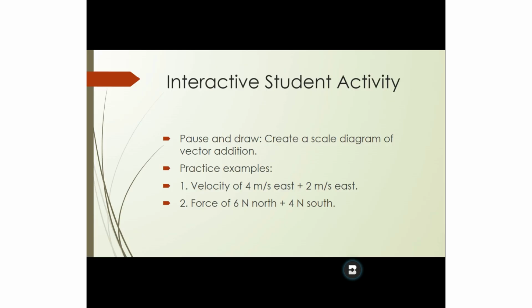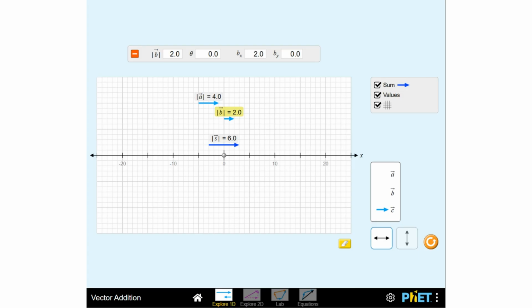Let's pause and do an interactive, quick activity looking at vectors that are parallel going in the same direction or parallel going in opposite directions. I want you to make an attempt to do this in your book first and observe your answers. For number one, if you have 4 meters per second and 2 meters per second, and they're both going east, I expect your answer would be 6 meters per second, also going east.